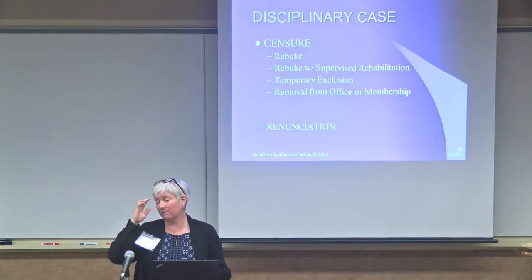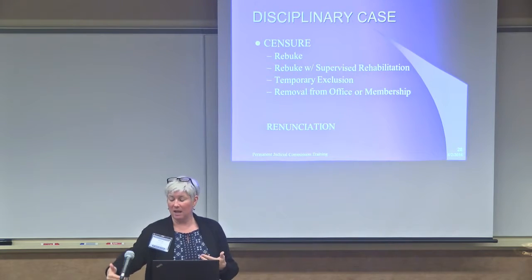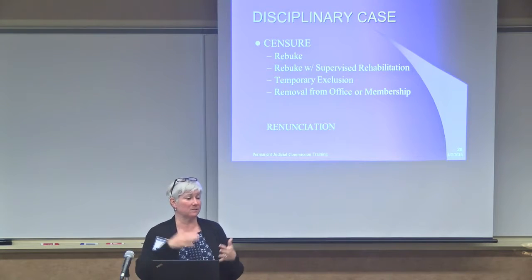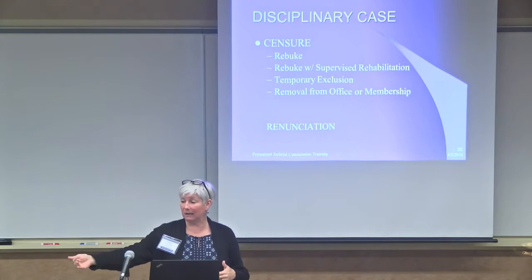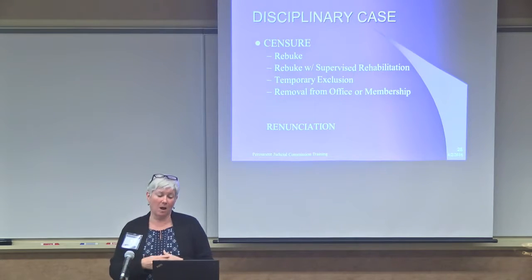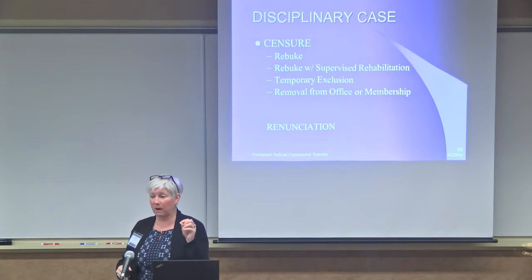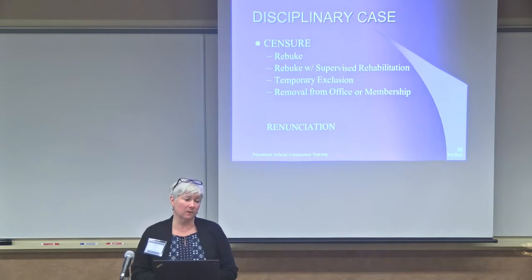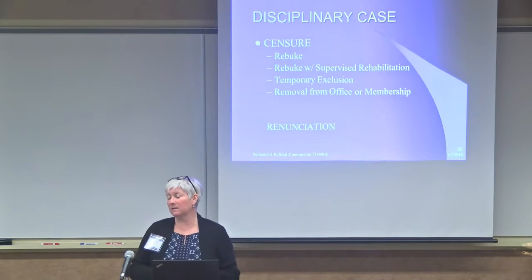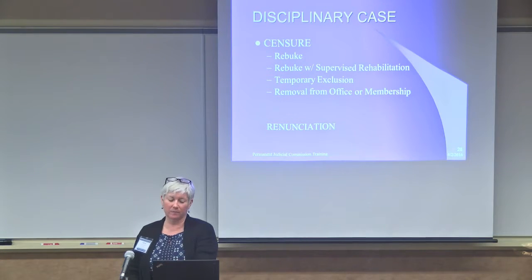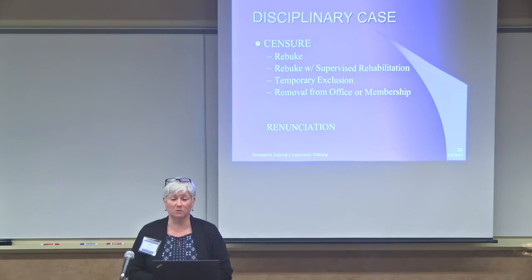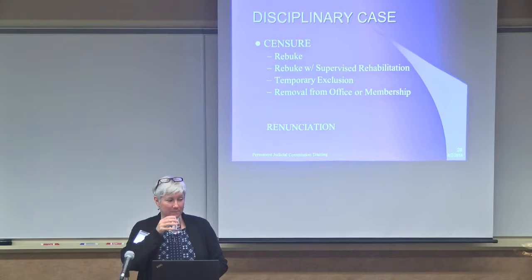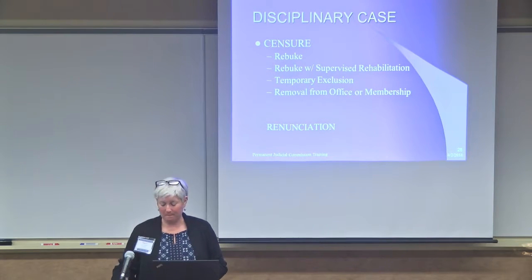So it's really more helpful to combine that with the supervised rehabilitation and then maybe list out some of the behaviors you would like to see in order to prove that the person is not going to engage in that past behavior again in the future. So that combination is the most common type of censure that we see, mostly because behavior that would result in just a simple rebuke doesn't usually go to judicial process.